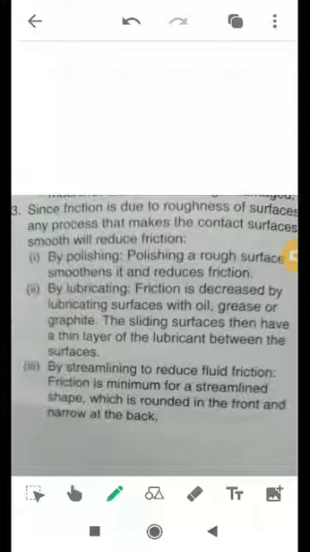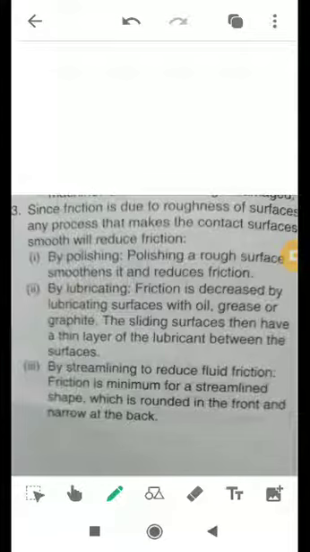Third is by streamlining to reduce the fluid friction. Friction is minimum for a streamlined shape, which is rounded in front and narrow at the back. Okay, these are the three conditions by which we can reduce the friction. We can also reduce the friction, students, by using ball bearings.